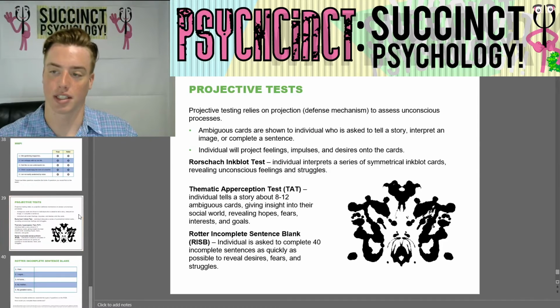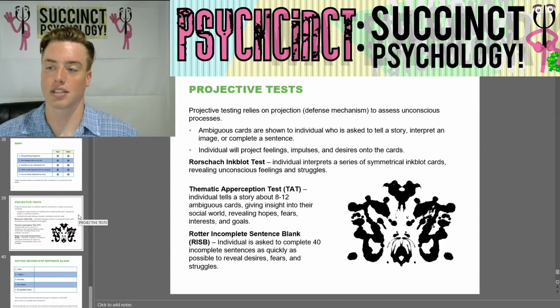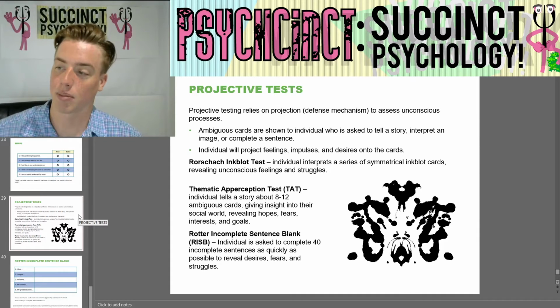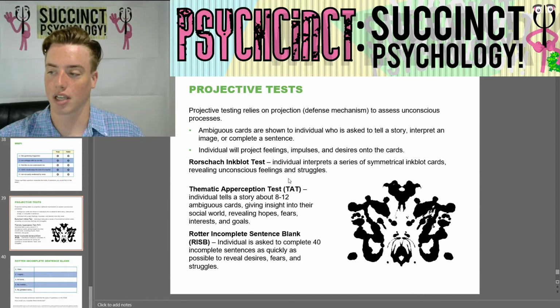Now, projective testing relies on projection, which is a defense mechanism, if you remember from earlier in this chapter, to assess unconscious processes. So they use ambiguous cards that are shown to an individual who is asked to tell a story, interpret an image, or complete a sentence. Now, an individual will project feelings, impulses, and desires onto the cards. So, for example, this one's pretty famous with the Rorschach Inkblot test. Individual interprets a series of symmetrical inkblot cards, revealing unconscious feelings and struggles. So here would be an example of a Rorschach Inkblot.